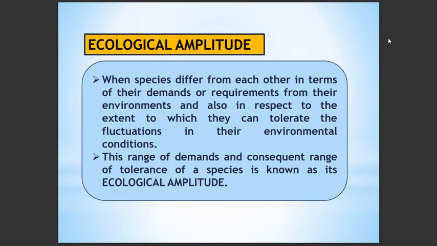When species differ from each other in terms of their demands or requirements from their environment and also with respect to the extent to which they can tolerate fluctuations in environmental conditions, this range of demands and consequent range of tolerance of a species is known as its ecological amplitude, or you can say it is the range of environmental factors that a particular species can tolerate.